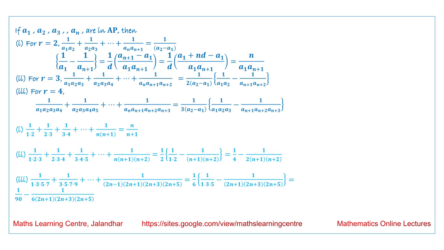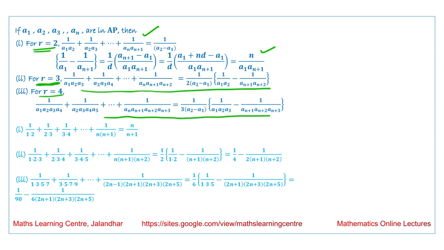So we have mentioned the results for different values of r. We are saying for r is equal to 2, the sum of this series is given by this formula. When r is equal to 3, the sum of this series is given by this second formula. For r is equal to 4, you can substitute the value and you will obtain the answer in this form.